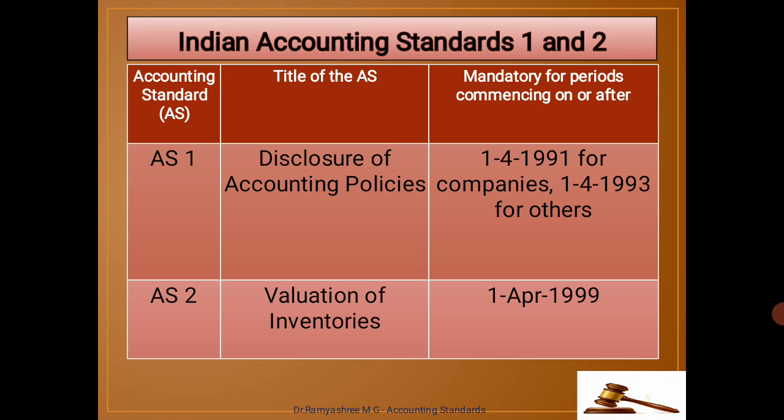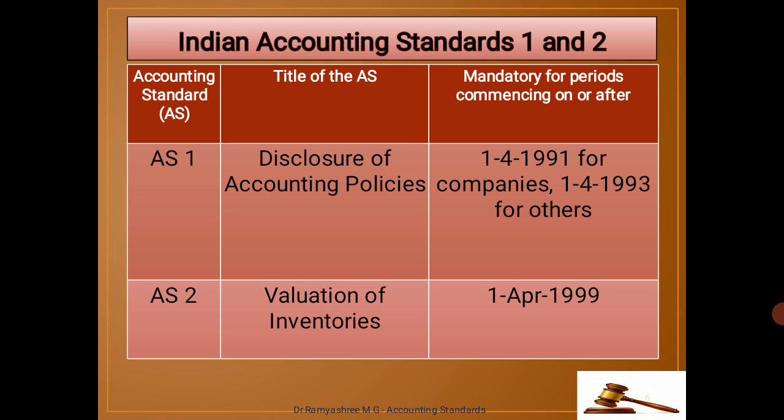Accounting Standard 2 deals with valuation of inventories. This accounting standard comes into effect in respect of accounting periods commencing on or after April 1st, 1999 and is mandatory in nature of inventories to be carried in the financial statements of an enterprise.